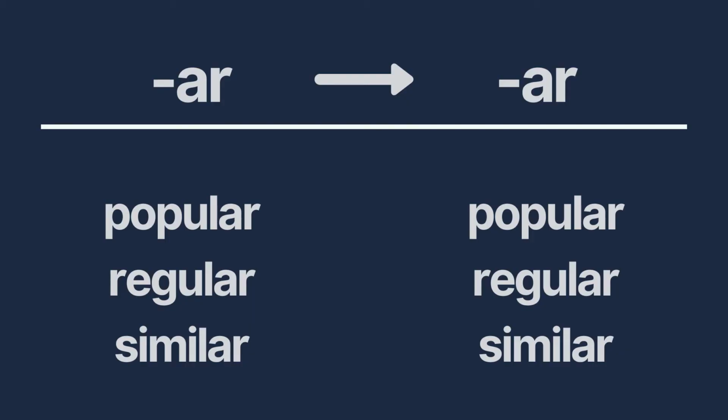Group 17, words that end in AR in English and AR in Spanish. Here's 3 examples. Popular, popular. Regular, regular. Similar, similar.